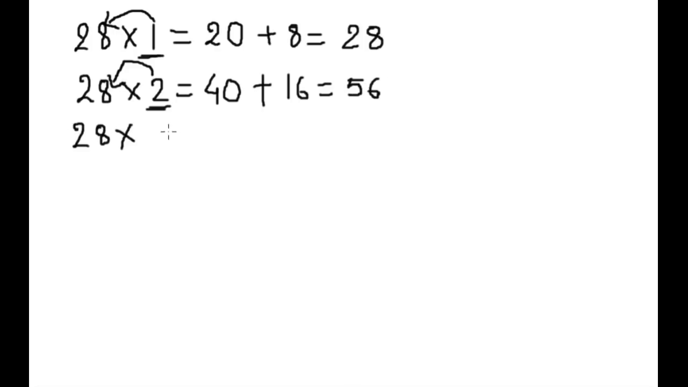28 into 3. Double of 3 is 6. Put 0 plus 3 into 8, 24. This is 84.